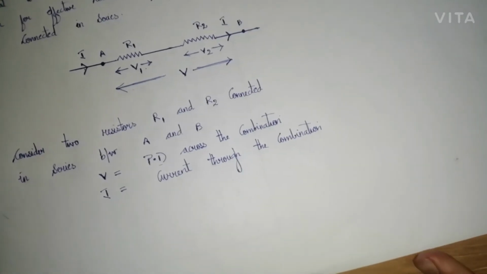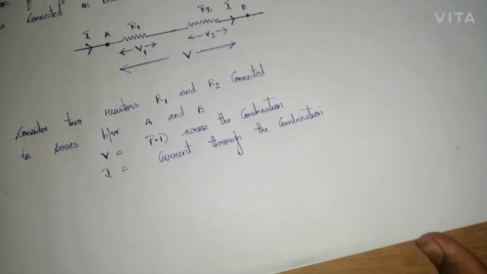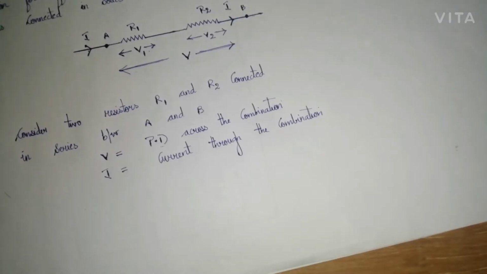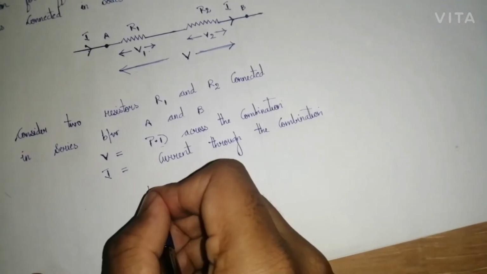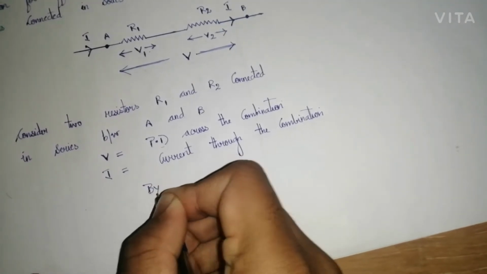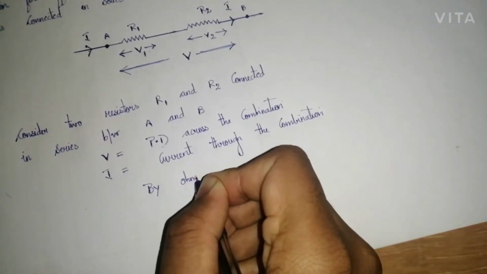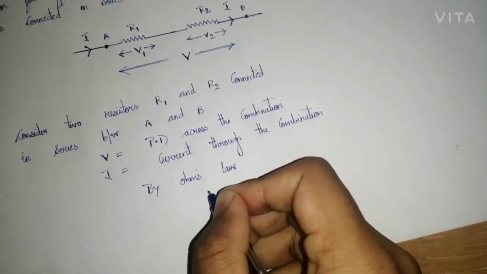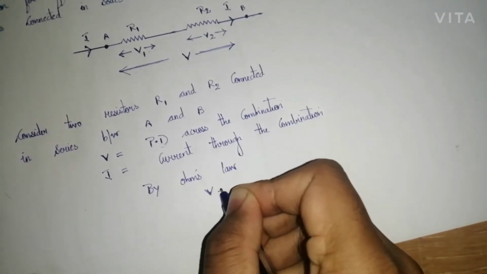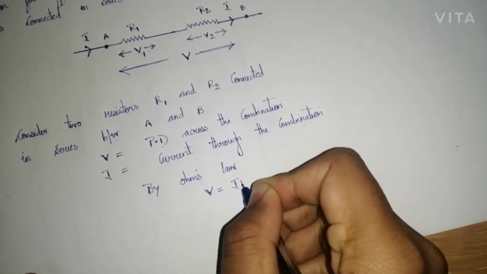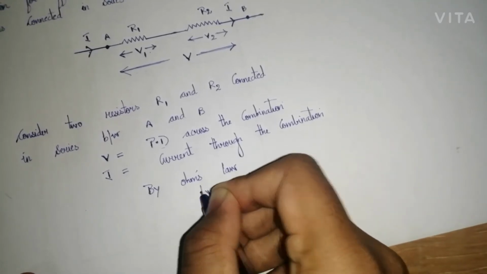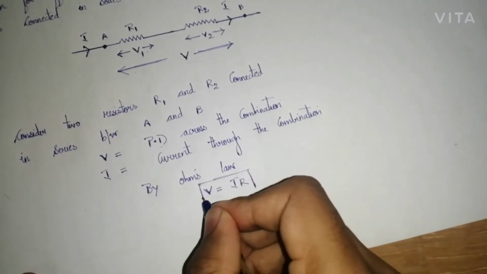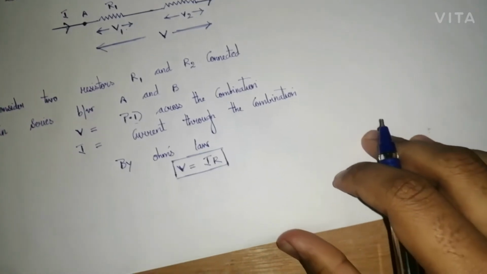As you all know, you would already have studied Ohm's law in your 10th class. By Ohm's law, V is equal to I into R. Very important relation. V is equal to IR.